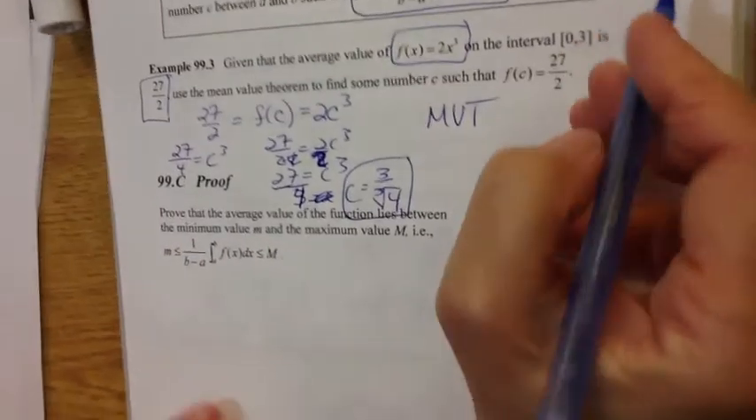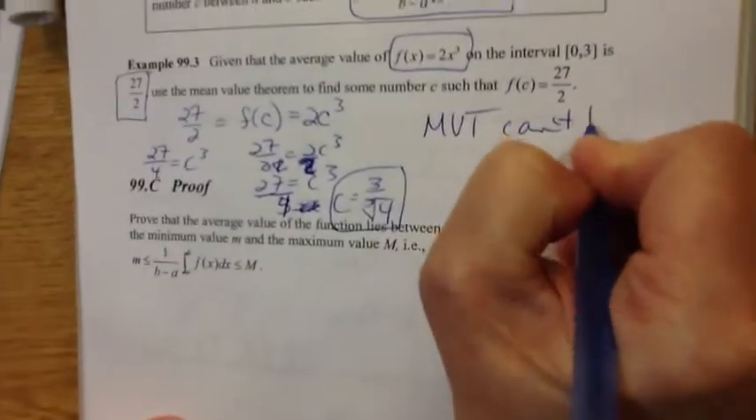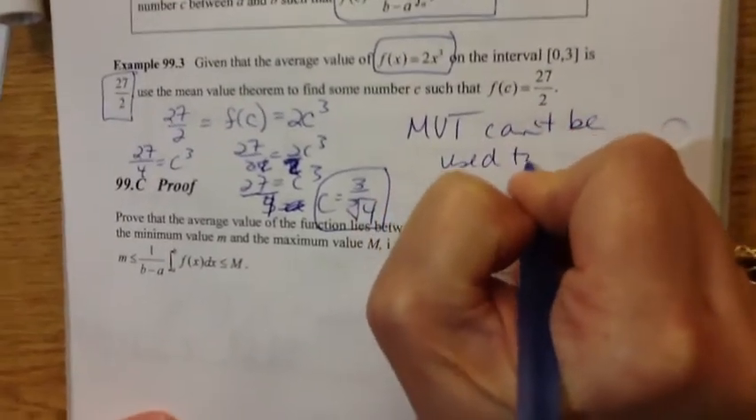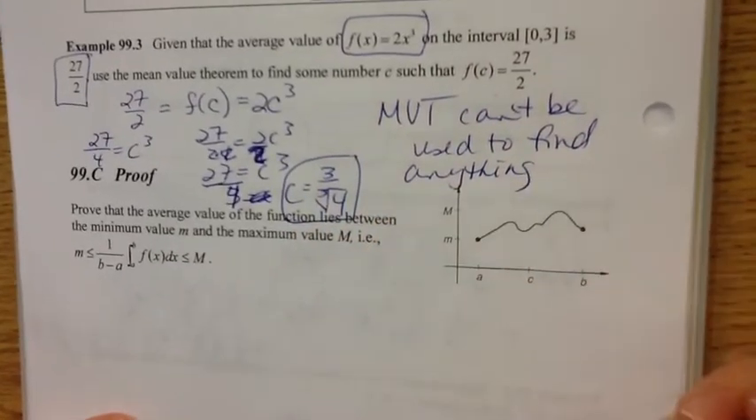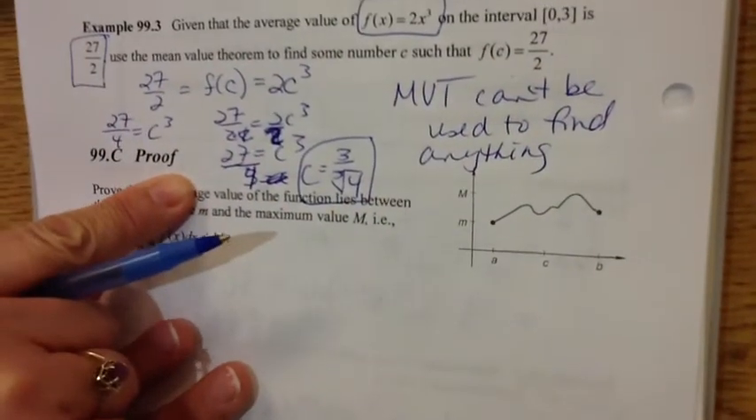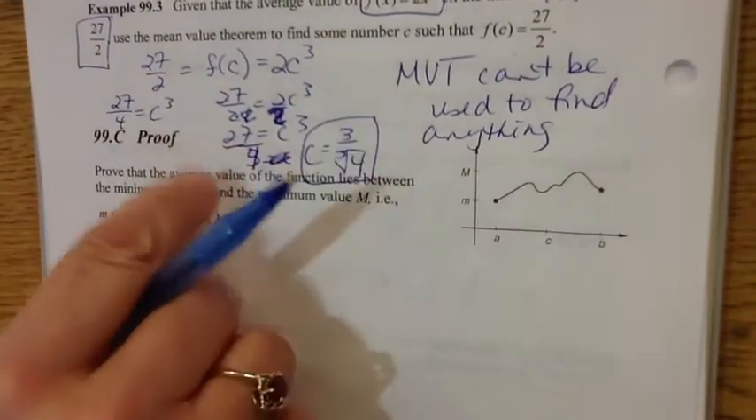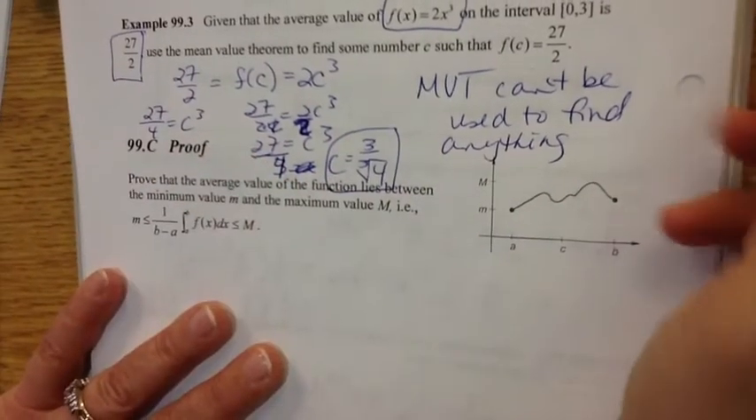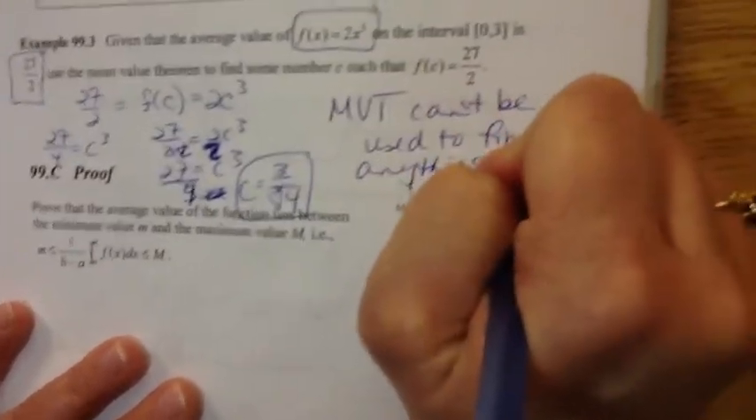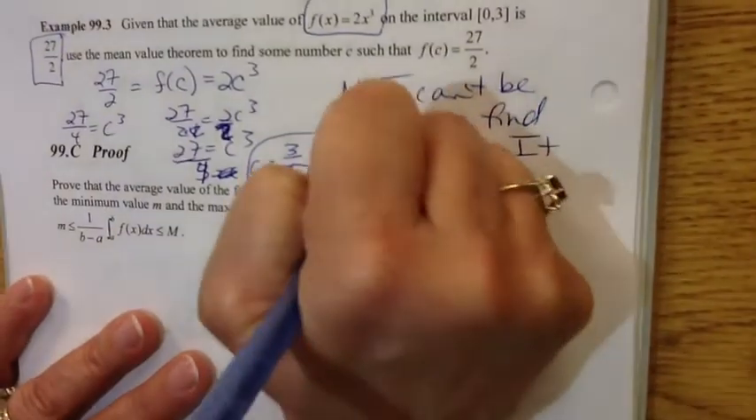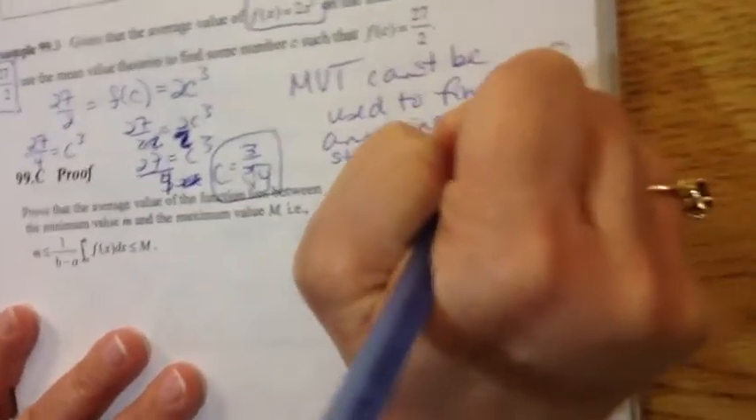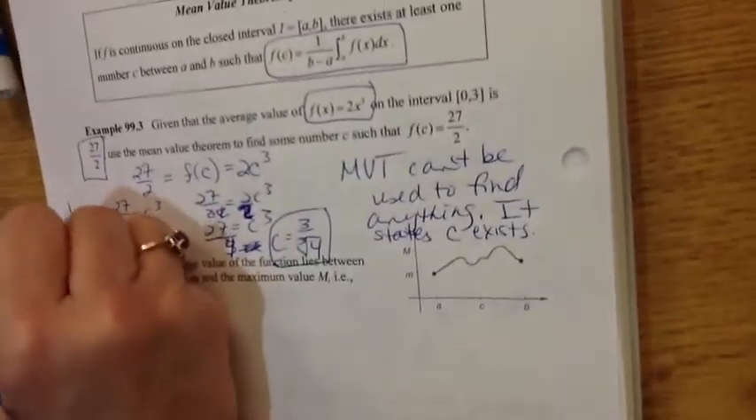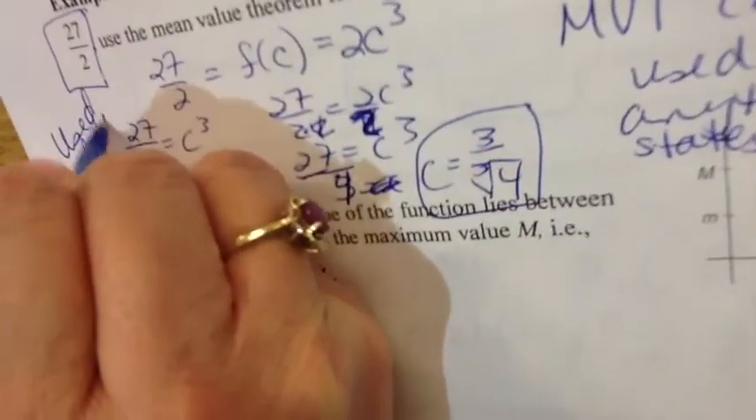Here's the key, guys. The mean value theorem can't be used to find anything. It is just an existence theorem. It tells you it exists. So we used algebra to find it. Of course, your teacher did a poor job of the algebra, but it's in here. It states that c exists. We used algebra.